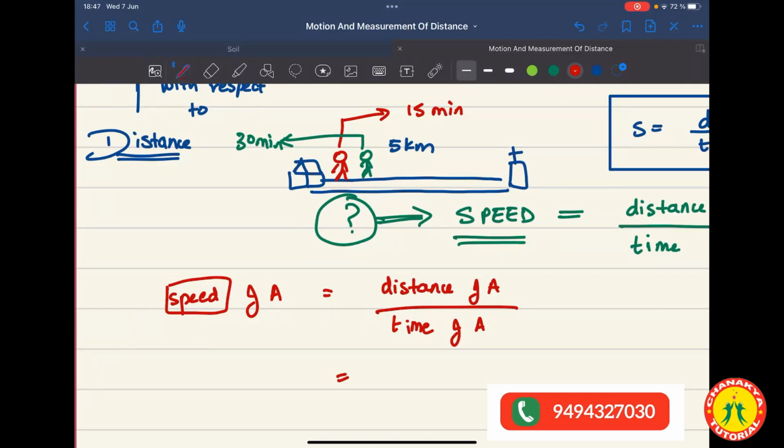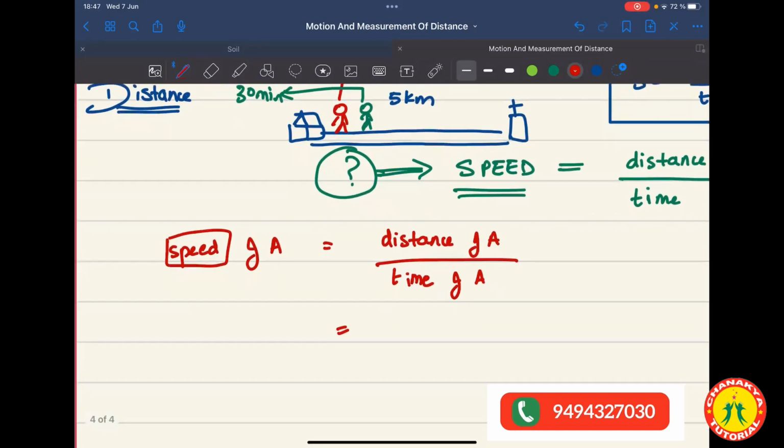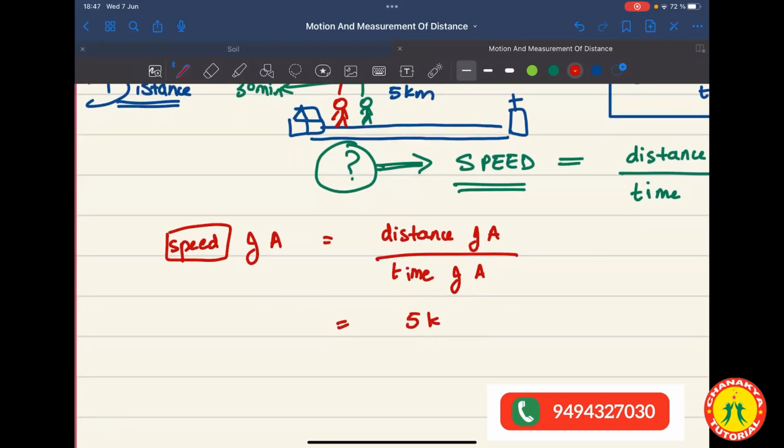Tarakeshwaran? Okay, can you be a bit louder? Yeah, can you solve this problem? Yeah, tell me, what is the distance of A? 5 kilometers. Time of A? 15 minutes.